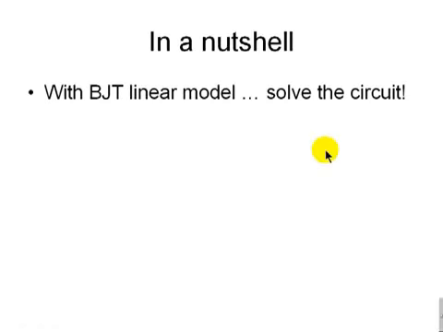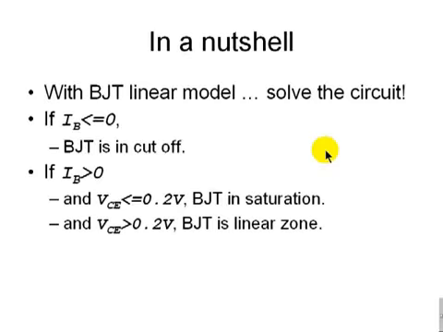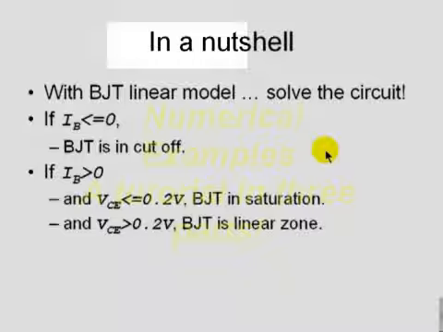In a nutshell, with the BJT linear model, we solve the circuit. If IB is not positive, the BJT is in cutoff mode. If that current is positive, then we compute VCE and check whether VCE is less than or equal to 0.2 volts, and the BJT is in saturation. Otherwise, the BJT is operating as an amplifier. It is in its linear zone of operation, in linear mode. And with this, we end the review of the essential facts.